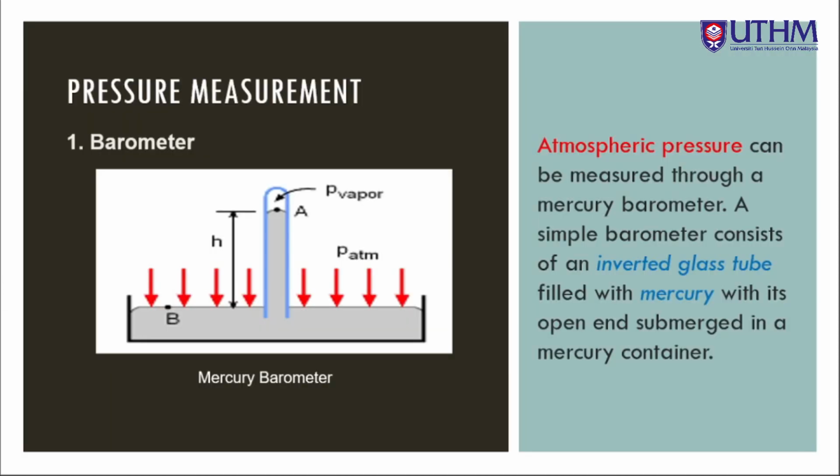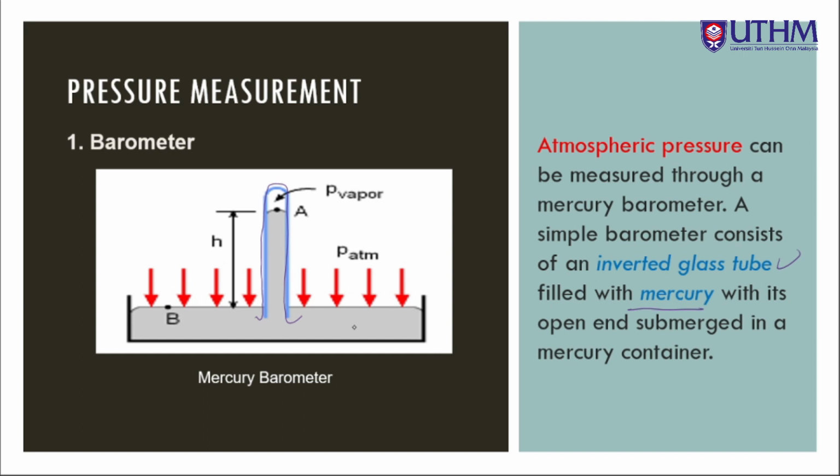Okay, so let's go one by one. Firstly, the barometer. What is a barometer? A simple barometer consists of an inverted glass tube. If we look here, there is an inverted glass tube, filled with mercury.